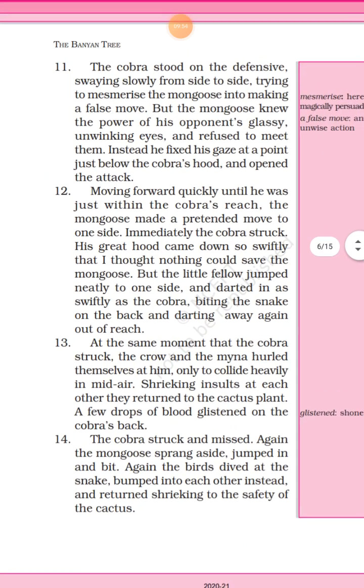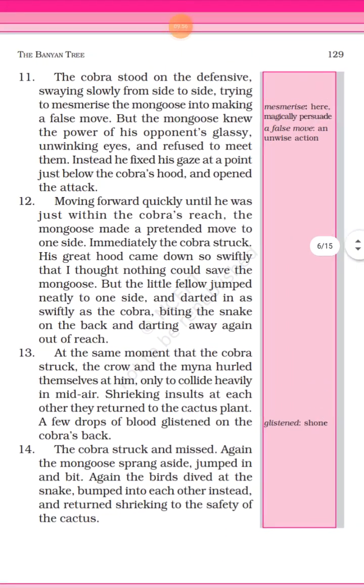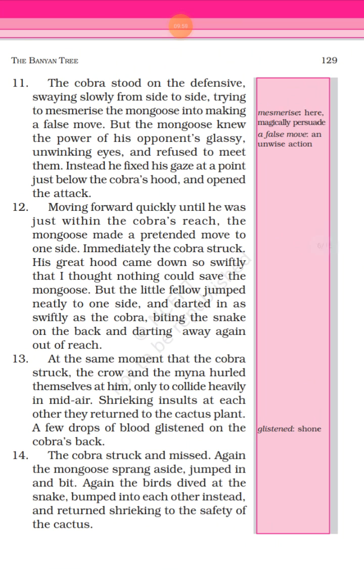Now we are moving on to the 11th paragraph. The cobra stood on the defensive, swaying slowly from side to side, trying to mesmerize the mongoose into making a false move. But the mongoose knew the power of the opponent's glassy, unwinking eye and refused to meet them. Instead, he fixed his gaze at the point just below the cobra's hood and opened the attack.